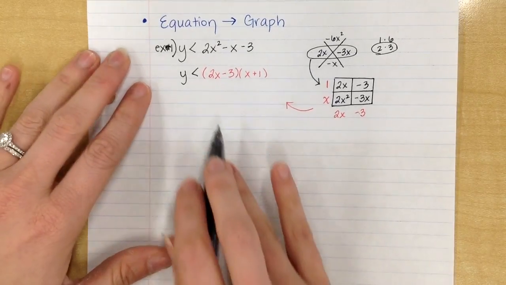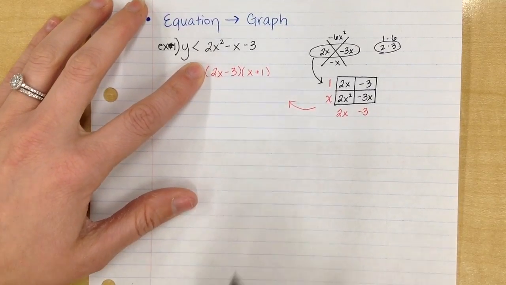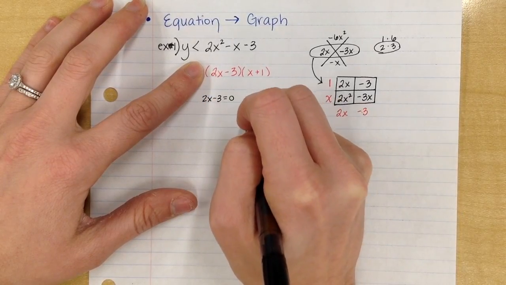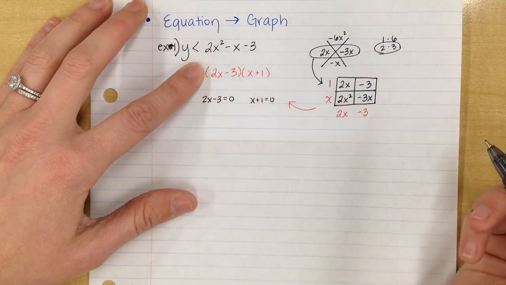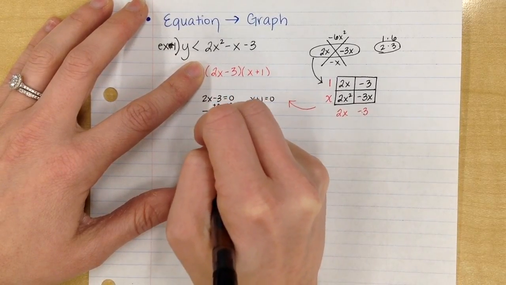Alrighty, so now we're going to use the zero product property and figure out our x-intercepts. 2x minus 3, we set it equal to 0. x plus 1, set it equal to 0. And we're going to add 3 to both sides of this equation.